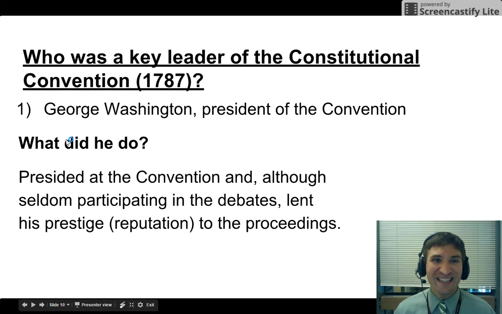George Washington, what did he do? He presided at the convention and, although seldom participating in the debates, lent his prestige, meaning reputation, to the proceedings. When he talked, people listened because he was a war hero.